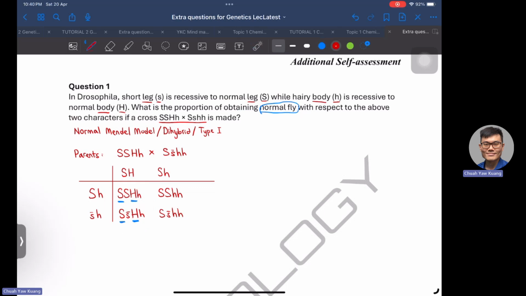So with that, you want to find the proportion of the normal fly. It would be equal to 2 over the total number, which is 4. So that's why the proportion would be 1 over 2. So this is how we solve question 1.